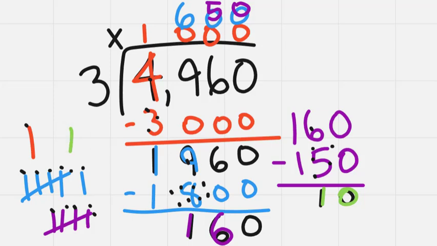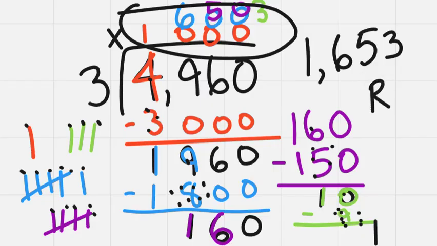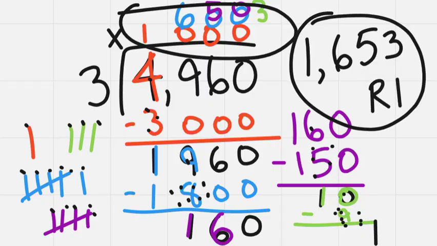Let's count. 3, 6, 9, 12. 12 is too high, so we stop at 9. That's 1, 2, 3 3s. We'll put the 3 up top. 3 times 3 is 9, so we'll subtract. 10 minus 9. 10, 9, 8, 7, 6, 5, 4, 3, 2, 1. 1 is our remainder because we cannot divide anymore. So we're going to look up top for our answer, 1,653, remainder 1. Be sure to check your work.